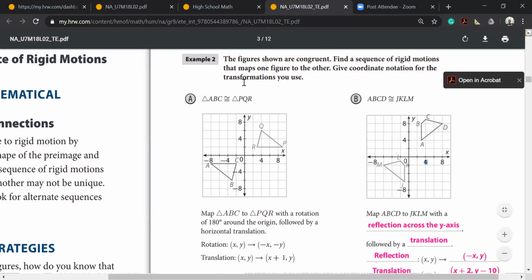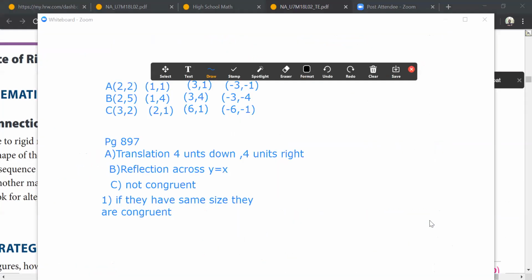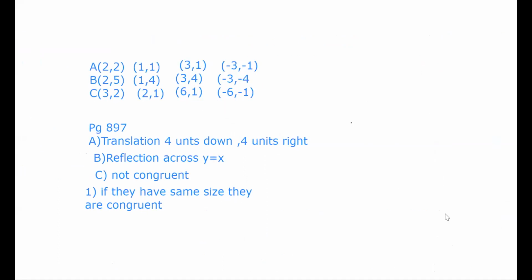So how can I write the answer for here? I was going to write that, first of all, translation. It was going to be (x, y) goes to (x minus 2, y minus 10) because I'm moving 2 units left, and y minus 10 because I'm moving 10 units down.